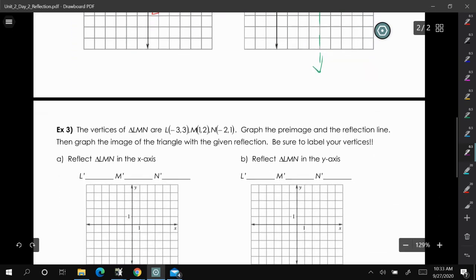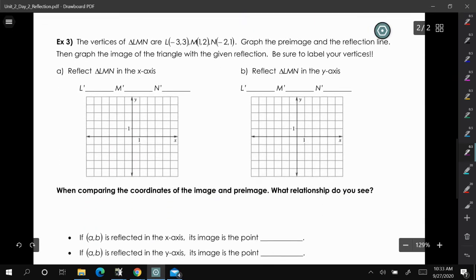Now let's look at the next page. We're going to reflect some things over the x and y axis. So we have L is negative 3, 3. M is 1, 2. And N is negative 2, 1. And we're reflecting over the x-axis. So here's the x-axis right here. That is our line of reflection.